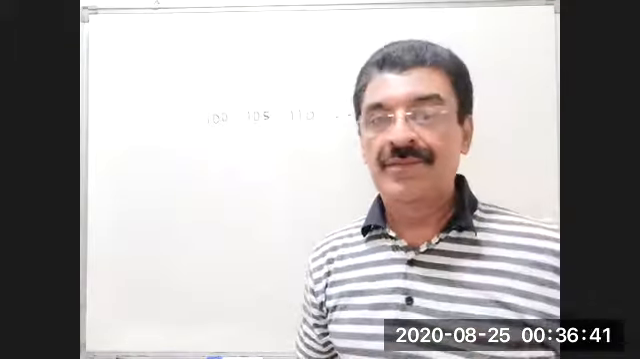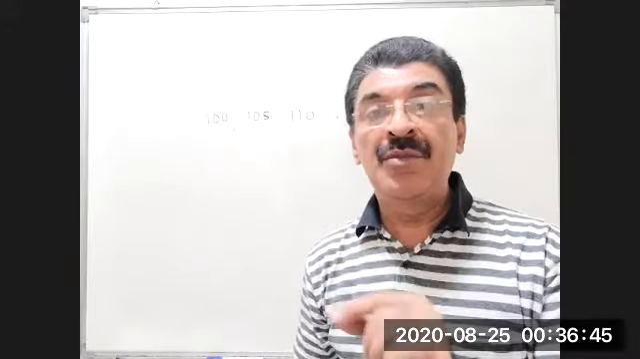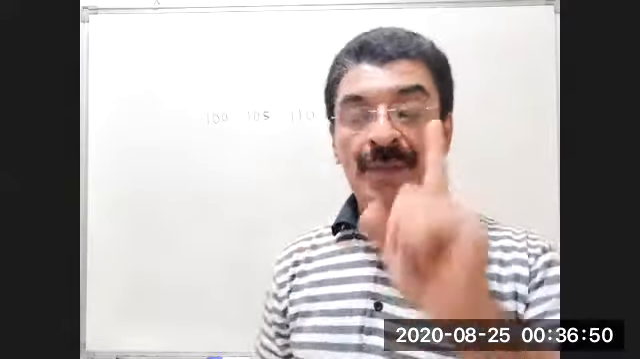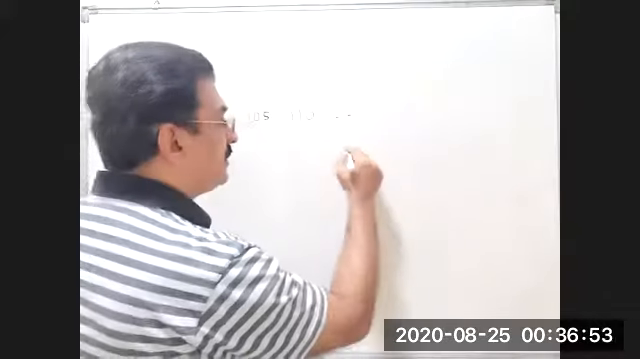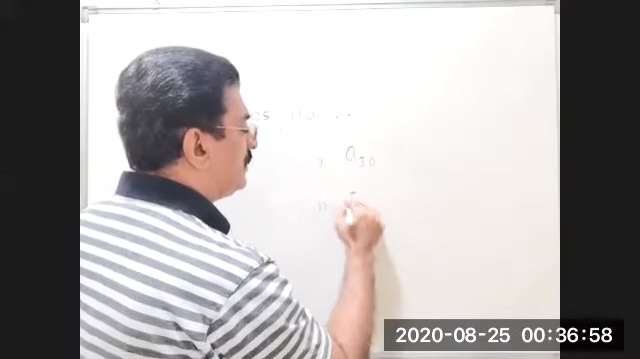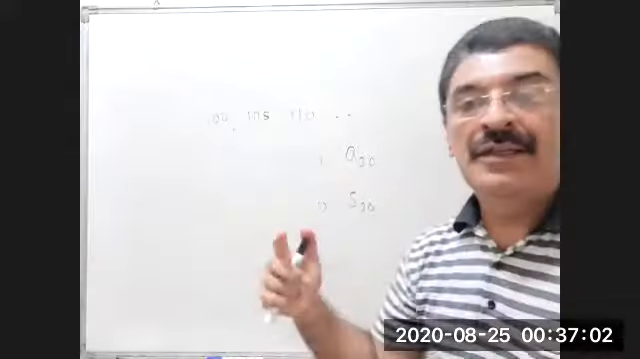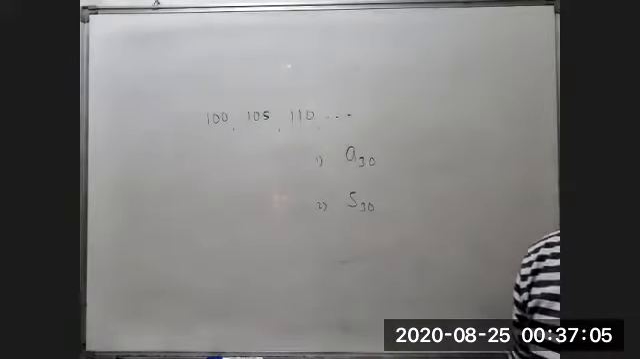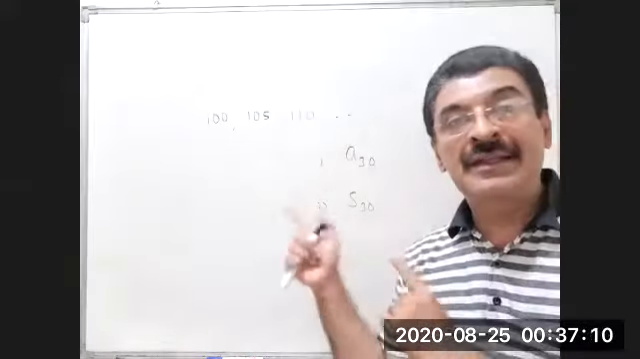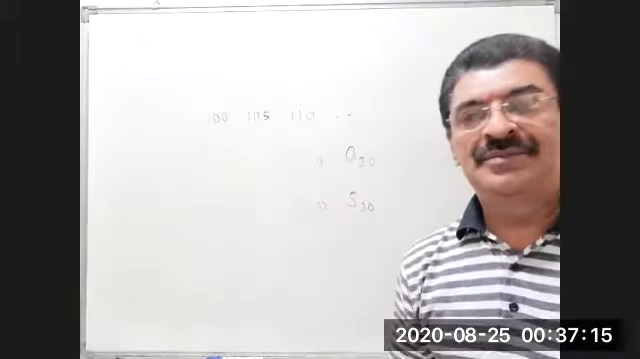Now the question is to find what amount he paid in the 30th installment. Now the common doubt is, is it A30 or S30? The question is to find the amount paid in the 30th installment. So will it be A30 or S30?